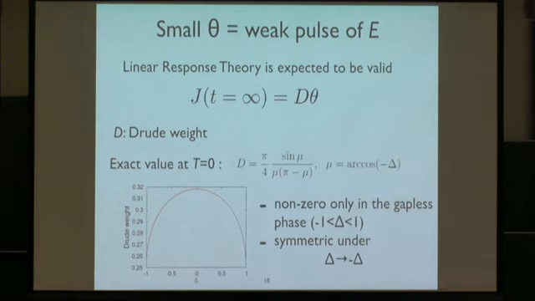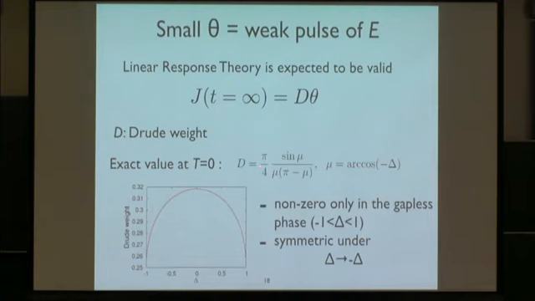Usually the Drude weight is defined in frequency space. The conductivity you decompose as a delta function plus a regular part, and the Drude weight is the coefficient of the delta function of the AC conductivity. But if you Fourier transform, you can find this relation. And at least at t equals 0, there is actually a simple formula for the Drude weight, which is obtained exactly from Bethe ansatz, which is a well-known result.